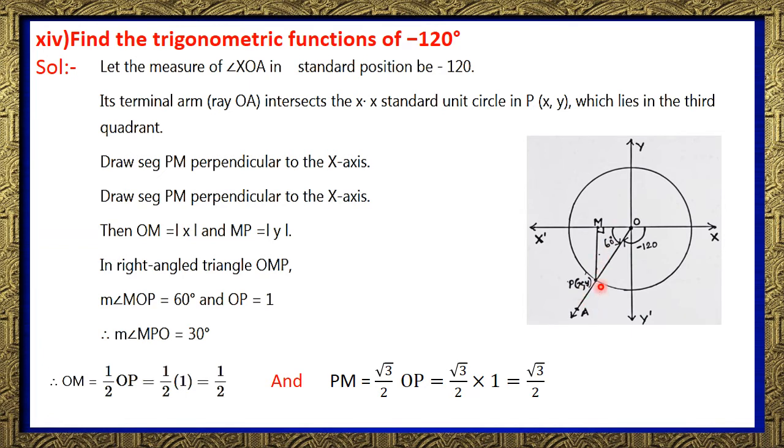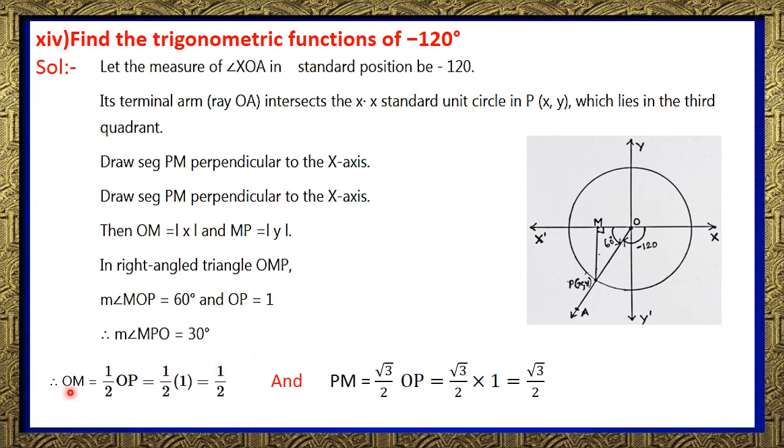Now consider the point P(x, y) on the terminal arm which intersects the unit circle. So to get the coordinates, we will draw the perpendicular PM onto the x-axis. Then measure angle MOP is 60 degree. Then we know the third angle OPM is 30 degree. Then it is a 30 degree, 60 degree, 90 degree triangle.